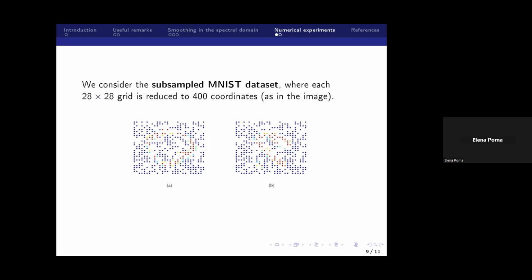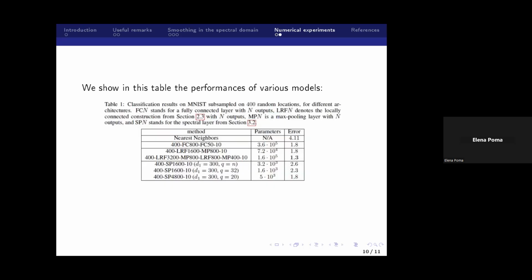And this is the table that shows the performance of various neural networks that were trained on this MNIST subsample dataset. In all the experiments that they did on this dataset, they used the ReLU as the nonlinearity function, and they trained all the models with the cross entropy loss with a fixed learning rate of 0.1.